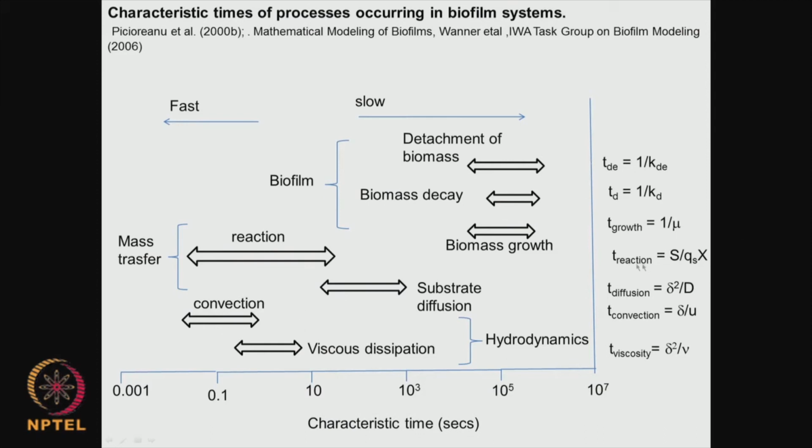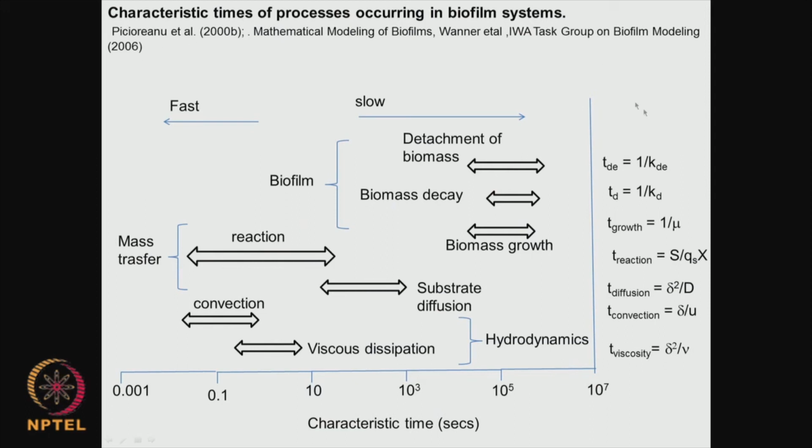Now, if you look at the biomass growth, that is reaction, substrate utilization, and then biomass decay, biomass detachment. So, the reaction happens because of the presence of substrate and because of the biomass. Okay. That is the characteristic time, the reaction time. The growth is 1 by mu, mu is the monod term. Td, the biomass decay, is 1 by Kd, Kd is the constant related to the biomass decay, and Tde, that is detachment, is 1 by Kde. So, all these terms contain reactions, decay terms, monod term and so on, which are much slower when compared to the mass transfer, diffusion and viscous hydrodynamics, okay, which are much faster.